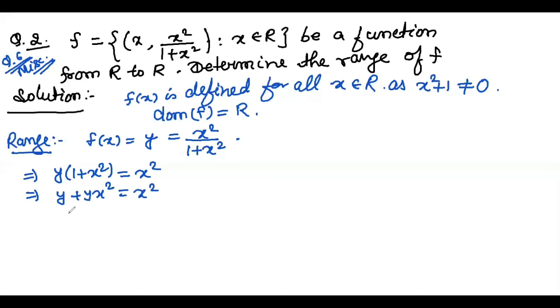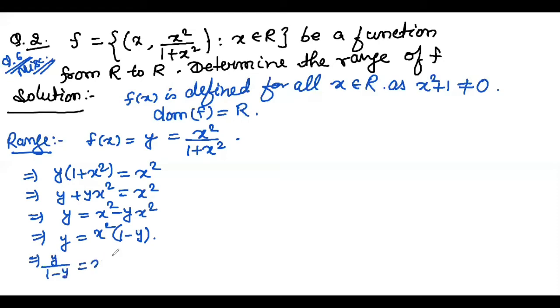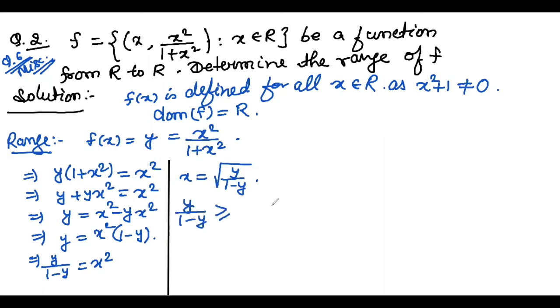Now here y equals x square minus y x square. Now here we have x square, we can take common, this is 1 minus y. So finally y by 1 minus y equals x square. So x will be root over y by 1 minus y. Now the same thing, x is defined when this square root part is greater than or equal to 0. So we can write here y by 1 minus y will be greater than or equal to 0.